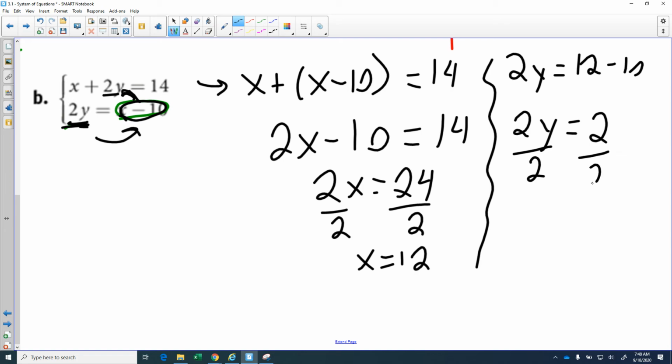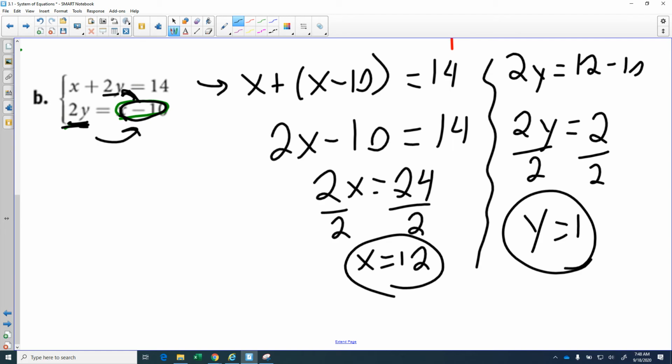Divide out that 2 to get y equals 1. And just like that, we have our answers for both x and y. Okay. Once again, we did this by just substituting in a similar value into the other one.